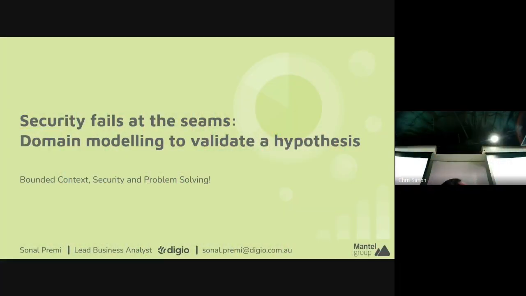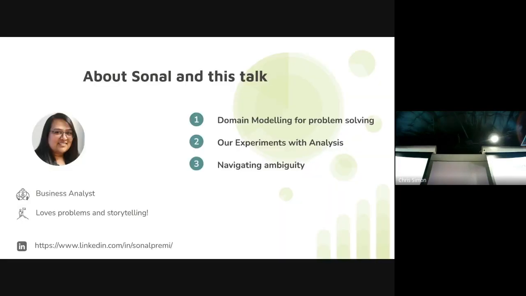What I'll be talking about is using domain modeling to validate a hypothesis. Before I jump into the detail, a really quick introduction about myself. My name is Sonal. I am a business analyst.